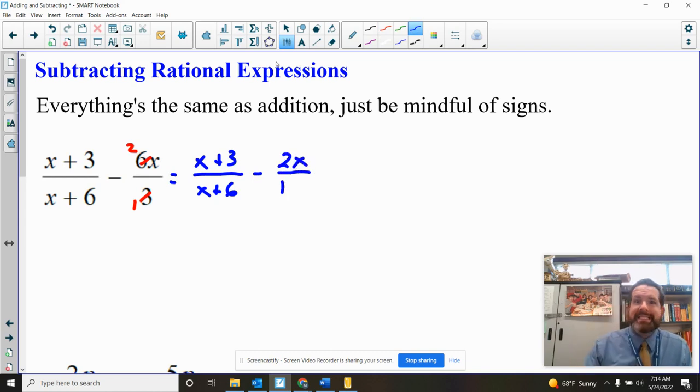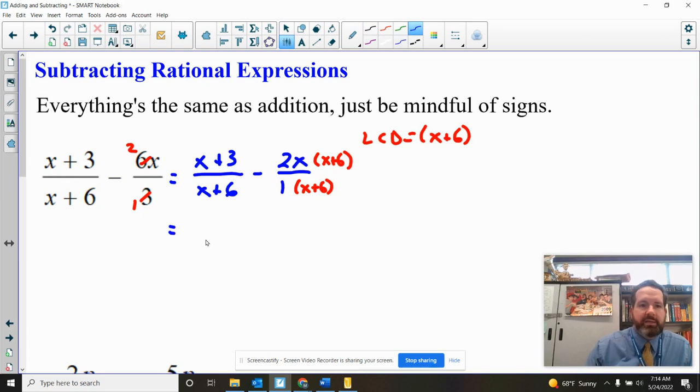So then LCD, let's see what we got. We're going to need that factor of x plus 6, and that's it. So the LCD this time is x plus 6. The factor of 1 doesn't contribute anything. So we need to multiply by x plus 6 over here, and x plus 6 up above.